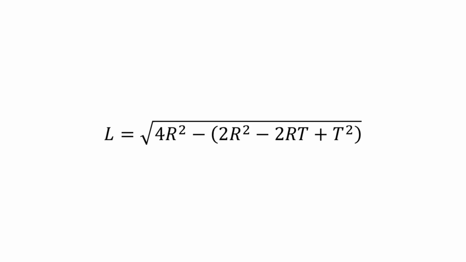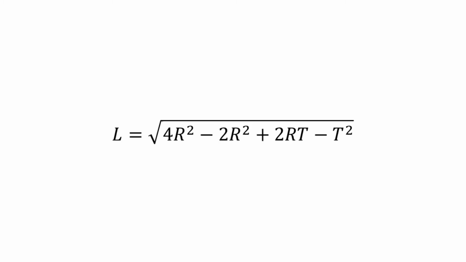So we're left with our square root of 4r squared minus 2r squared minus 2rt plus t squared. Now we're going to remove the parentheses, and that just means that all the signs in the parentheses are going to flip. So negatives go positive, positives go negative. So boom, there we go. So now we have 4r squared minus 2r squared plus 2rt minus t squared.